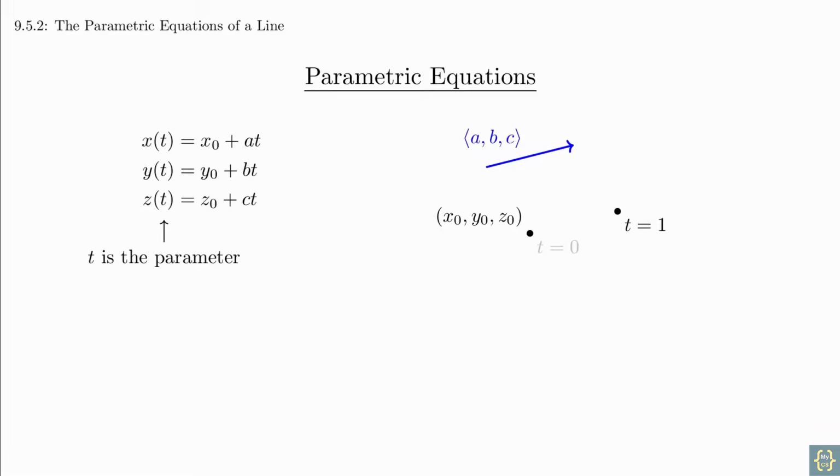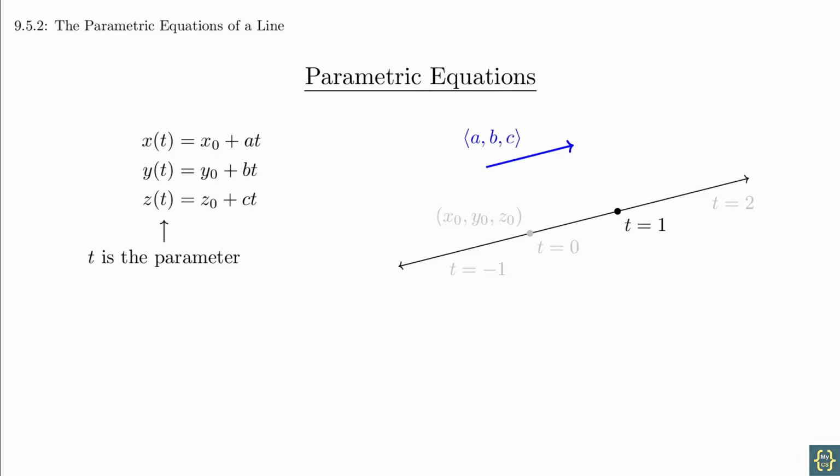As t increases, we move further along the line in the direction of v. As t decreases, we move along the line in the opposite direction of v. In some sense, the parameter t controls where along the line your point is located. In fact, if we vary t smoothly, we would trace out the entire line. In lots of applications, we think of t equals 0 as the starting time of some activity, so it should not be confusing to think of x0, y0, z0 as the starting point.